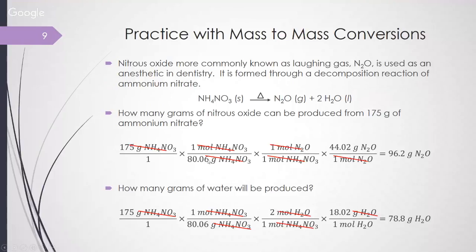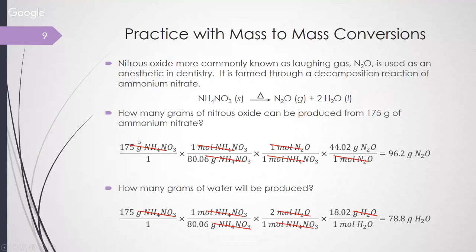I put my molar mass on the bottom, and I have that 1 mole on top that I said we'll always start with. Then I look at my balanced equation and see that for every 1 mole of ammonium nitrate that reacts, I get 1 mole of nitrous oxide produced. So I have my 1-to-1 relationship here. Then the last step is to convert from moles back into mass, and I use the molar mass of nitrous oxide to do that.